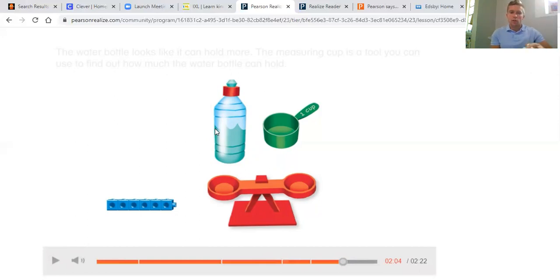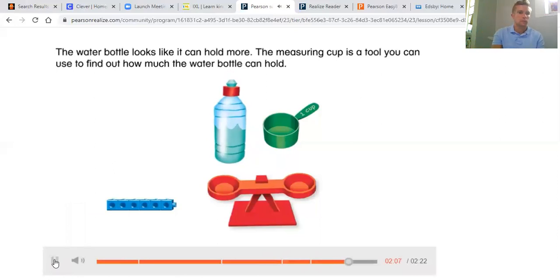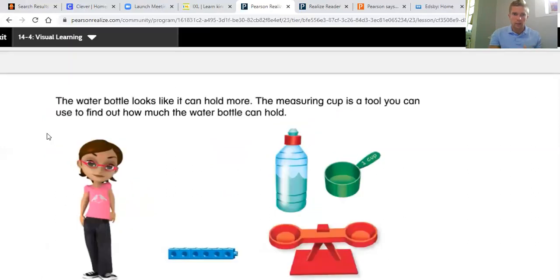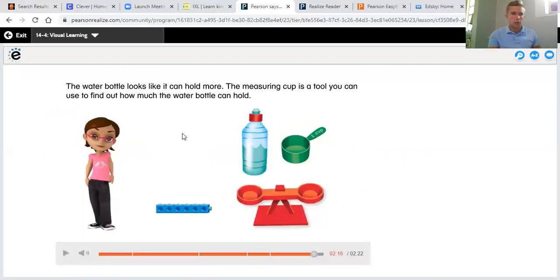Now, when we're looking at these, the water bottle looks bigger. It's taller, and it looks about as round as the measuring cup. So it probably holds more. Let's find out. The water bottle looks like it can hold more. The measuring cup is a tool you can use to find out how much the water bottle can hold. So the measuring cup can help us find out how much water is inside the bottle. We can pour out the water into the measuring cup and find out how many cups it is. So you use the measuring cup to find out how much water can be held, right?